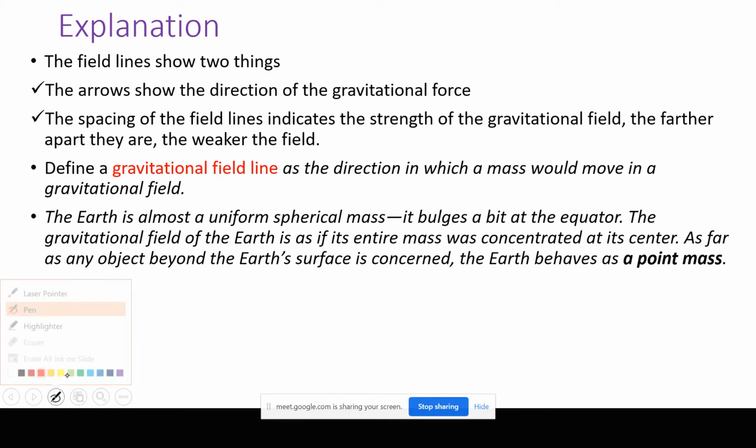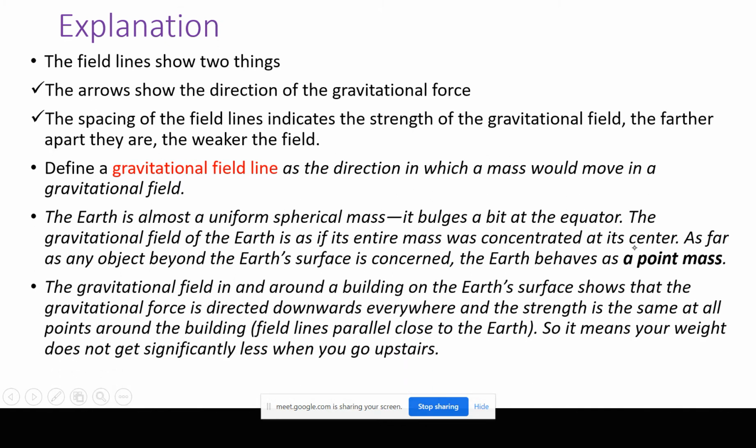The Earth bulges a bit at the equator, and we are saying that the gravitational field of the Earth is as if its entire mass was concentrated at its center. The gravitational field of the Earth is as if its entire mass was concentrated at its center. We have already seen that the field lines are radial and they appear to be pointing towards the center of the Earth.